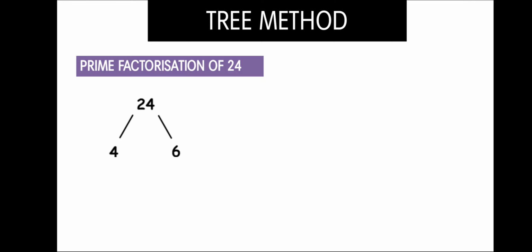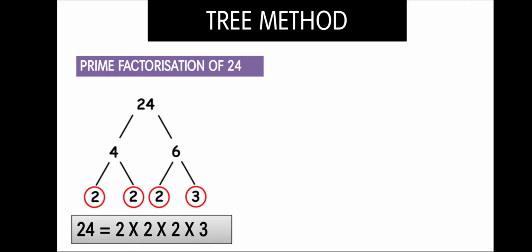Now 4 and 6 again we will split. 4 can be written as 2 times 2 and 6 can be written as 2 times 3. Now why have I circled them? It has been circled because these are all prime factors. So hence we get 2 into 2 into 2 into 3. So 24 can be written as 2 into 2 into 2 into 3. So this is the tree method, as we keep on branching and keep on splitting.